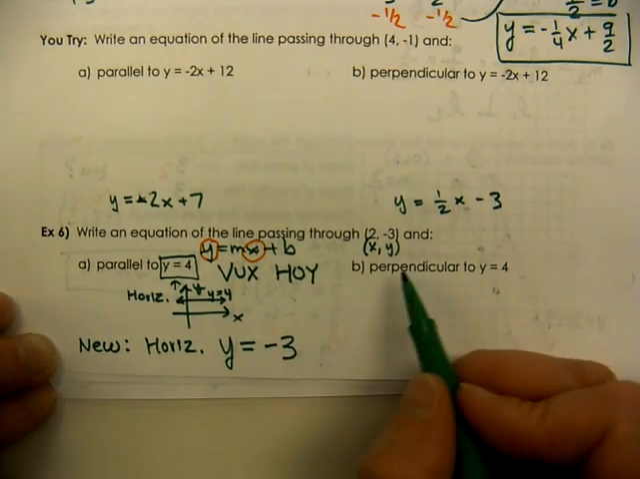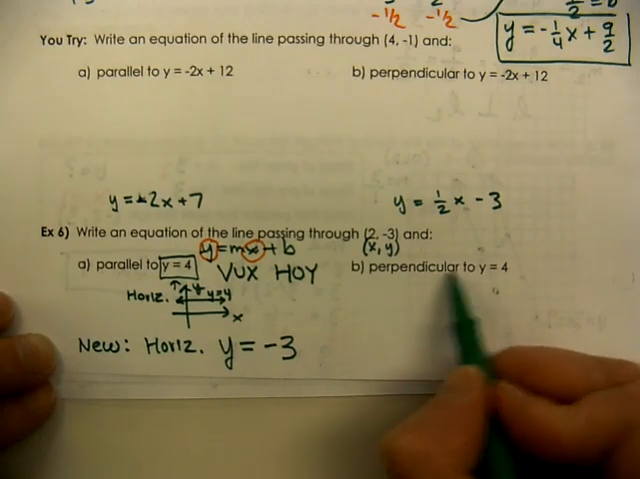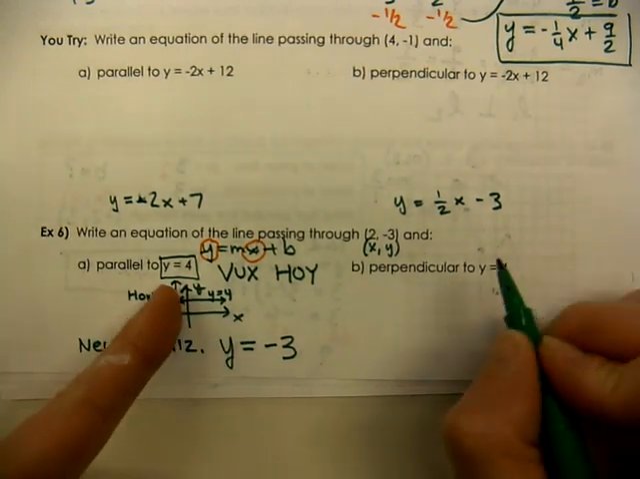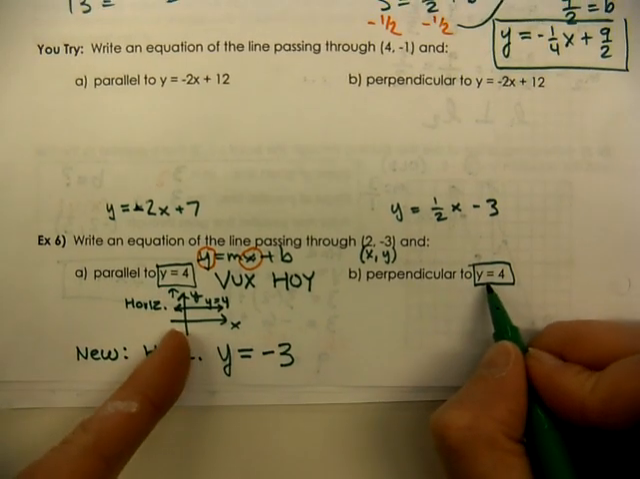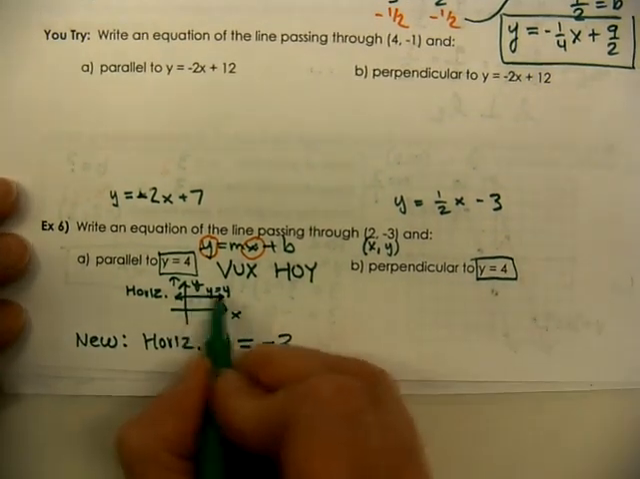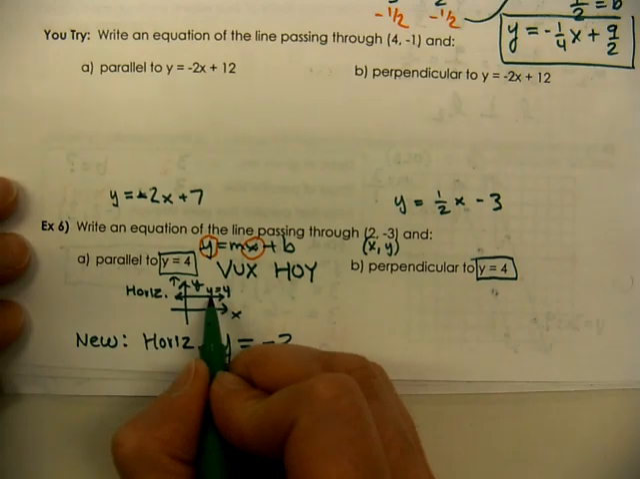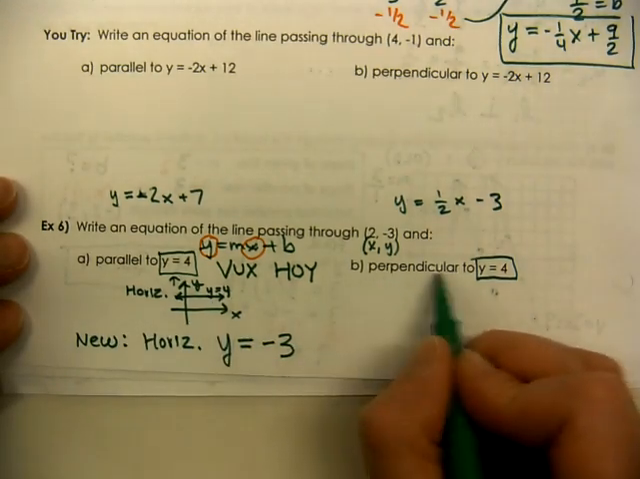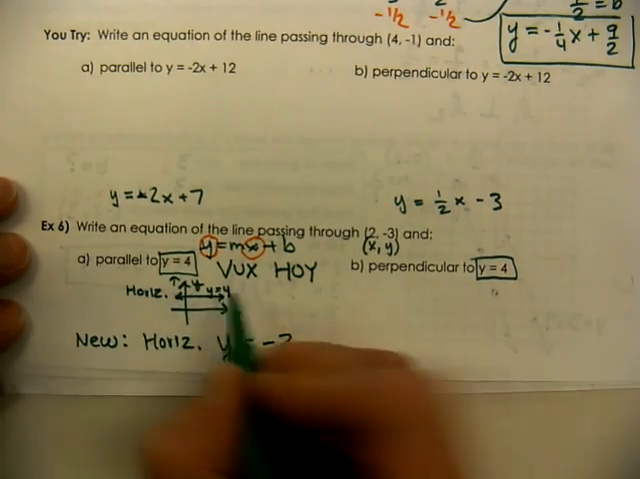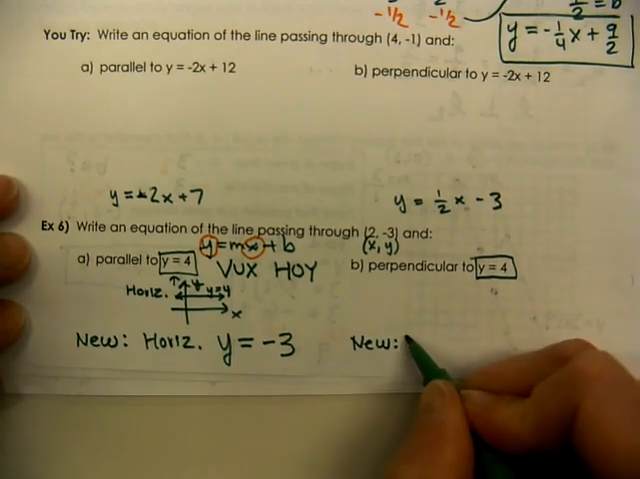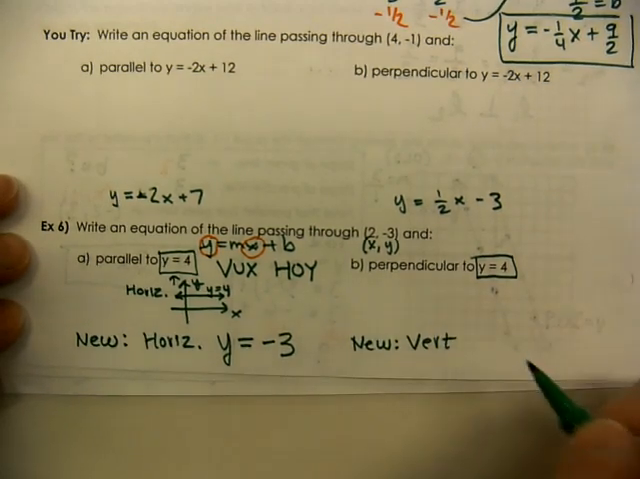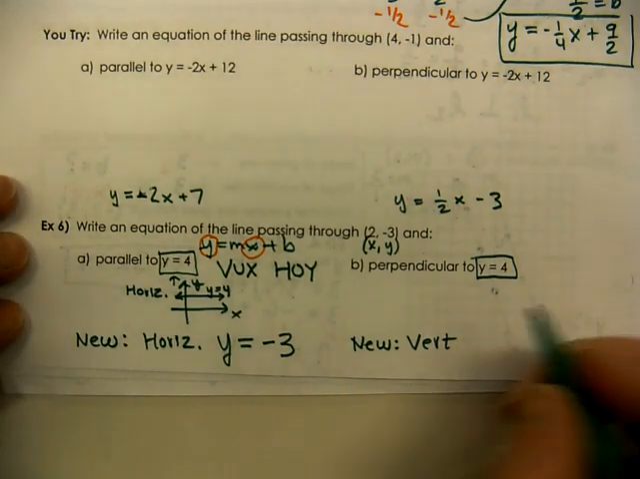So here's part B. Our new line has to be perpendicular. So we're using the same given old line of y equals 4. So there's its sketch again. So the old line is horizontal. So the question is, what would be perpendicular to a horizontal line? My new line must be vertical then, because we know vertical lines are perpendicular to horizontal.